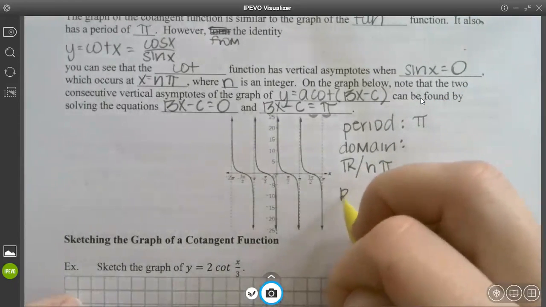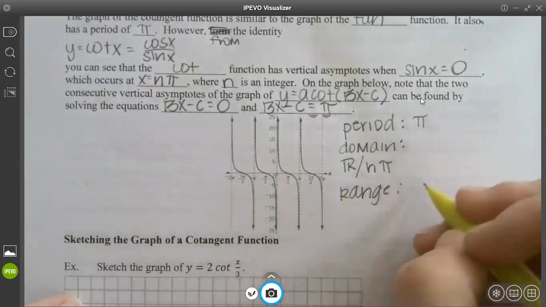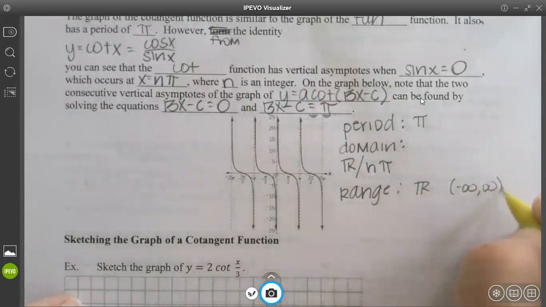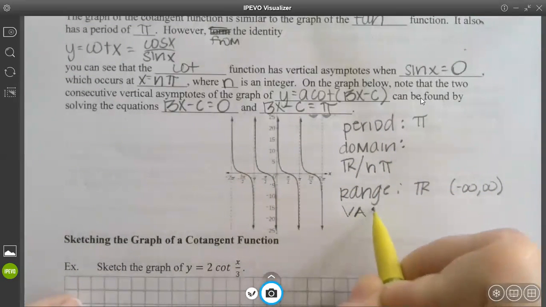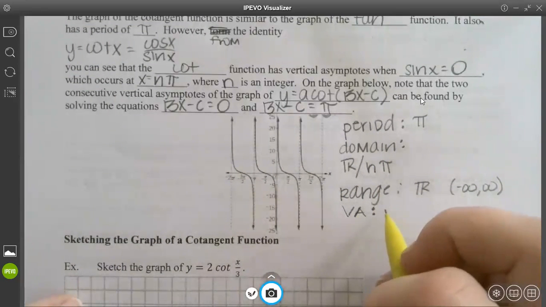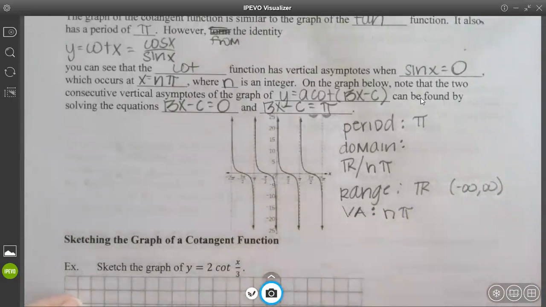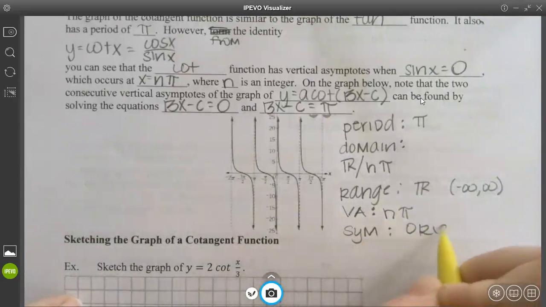What about your range? How far to the bottom, to the top does it go? All reals or negative to positive infinity. Very good. Where are all your vertical asymptotes at? N pi. Yep. And then just like your tangent, it's symmetric to the origin.